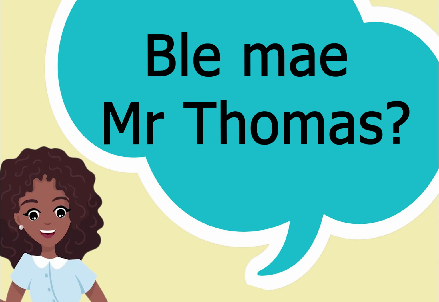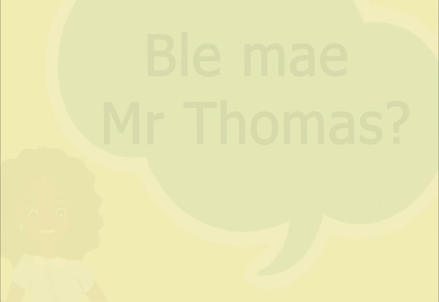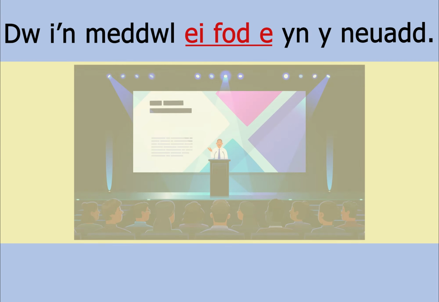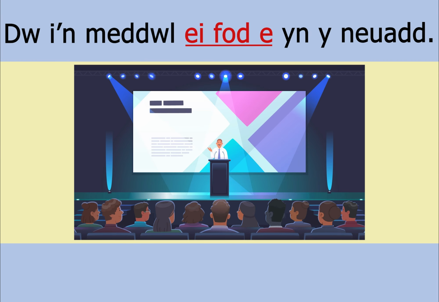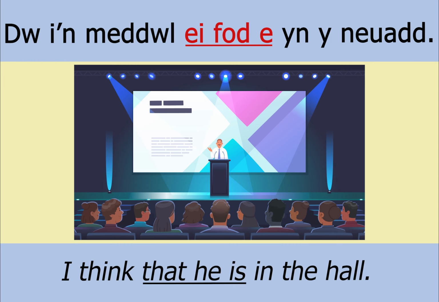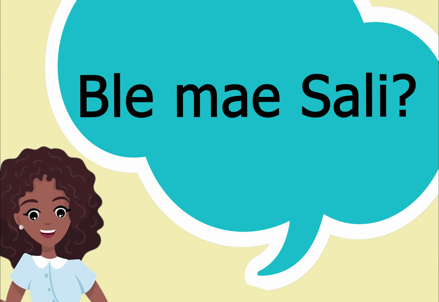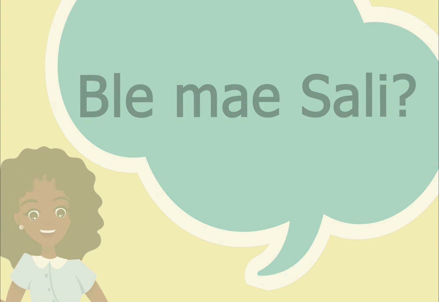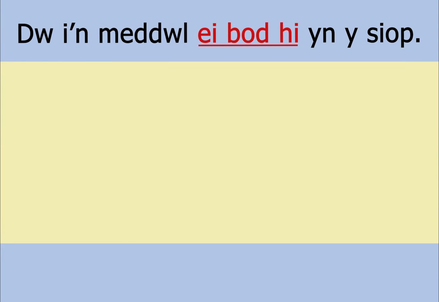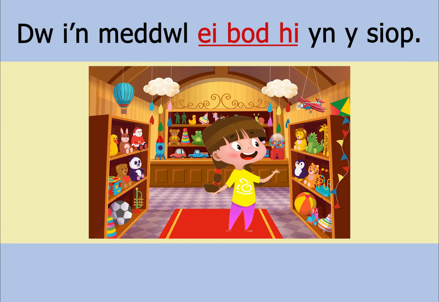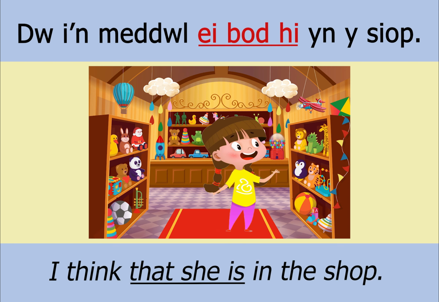Ble mae Mr Thomas? Dwi'n meddwl ei fod e yn y neuadd. I think that he is in the hall. Ble mae Sally? Dwi'n meddwl ei bod hi yn y siop. I think that she is in the shop.